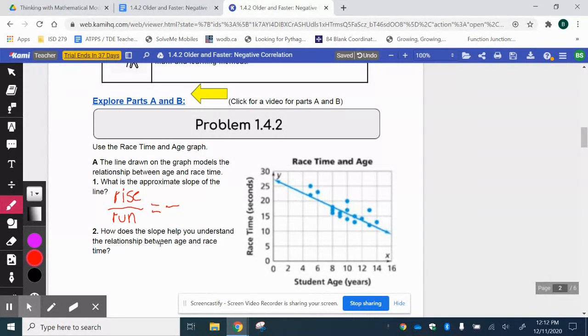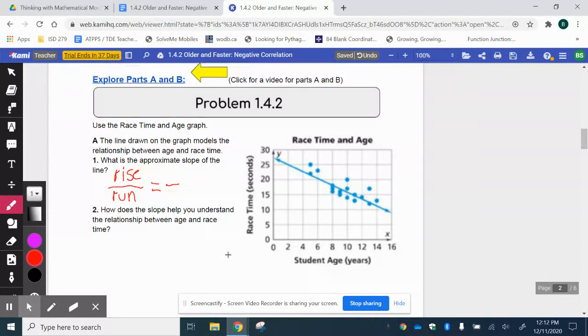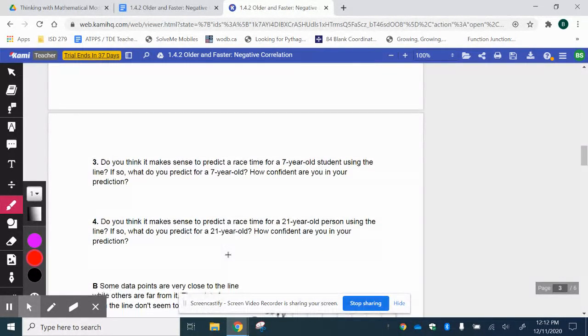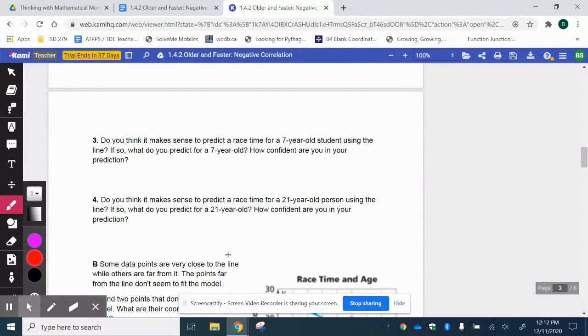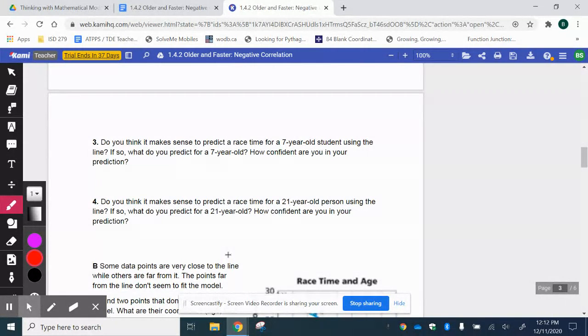Number 2, how does the slope help you understand the relationship between age and race time? So once you find the slope, you can see how this is going to help us understand the data. Number 3, do you think it makes sense to predict the race time for a 7-year-old student using the line? If so, what do you predict for a 7-year-old? How confident are you in your prediction?